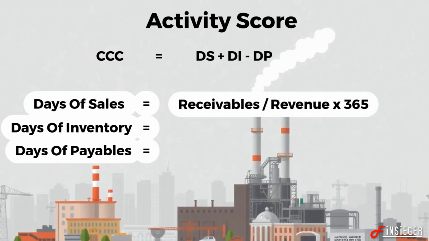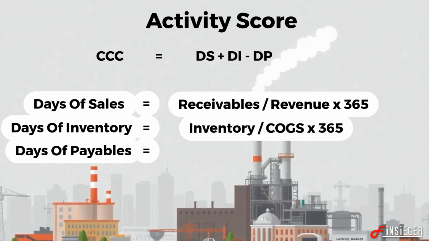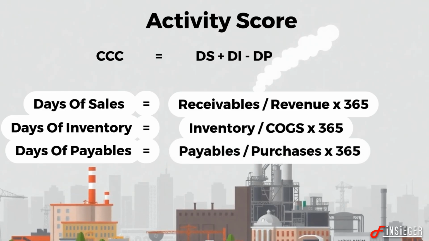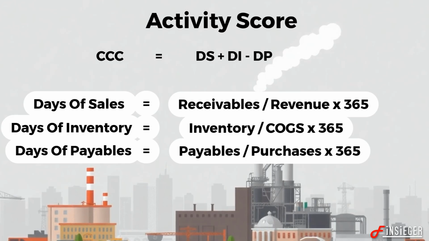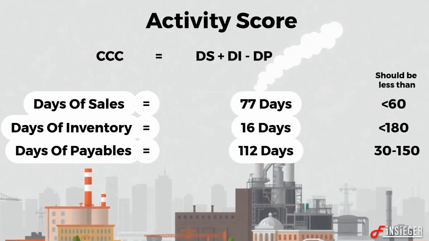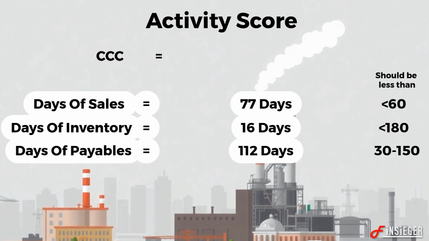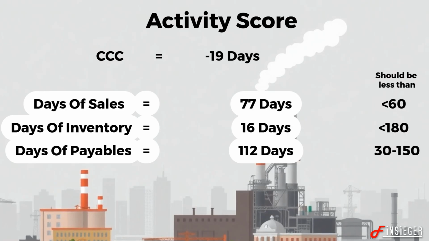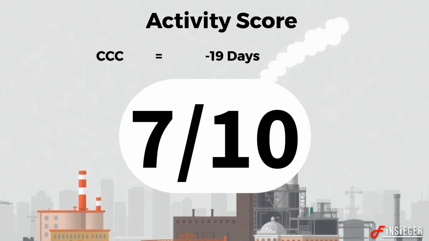Days of sales is receivables divided by revenue multiplied by 365. Days of inventory is inventory divided by cost of goods sold multiplied by 365. And days of payables is payables divided by purchases multiplied by 365. After calculating this for LNT, we get 77, 16, and 112 respectively. Ideal values are mentioned on the right side. So the cash conversion cycle for LNT is -19 days. So we have an activity score of 7 out of 10.